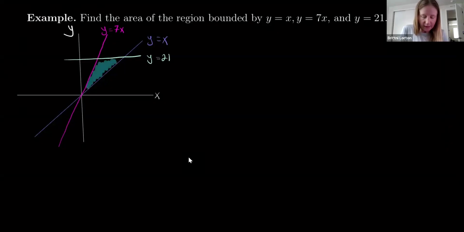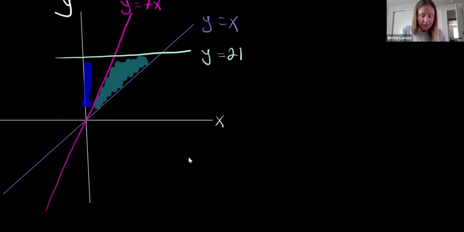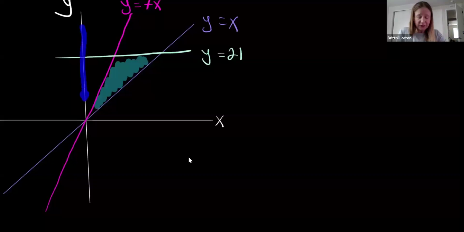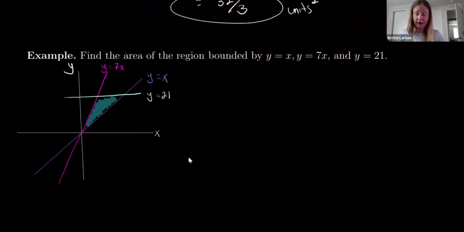I want you to notice that this is the shaded region, that triangle bounded by all 3. This little triangle there on the left is not the shaded region, because the question never said I was bounded by the y-axis. So you have to imagine that y-axis isn't actually there. Okay, and then I'm going to draw my slivers.